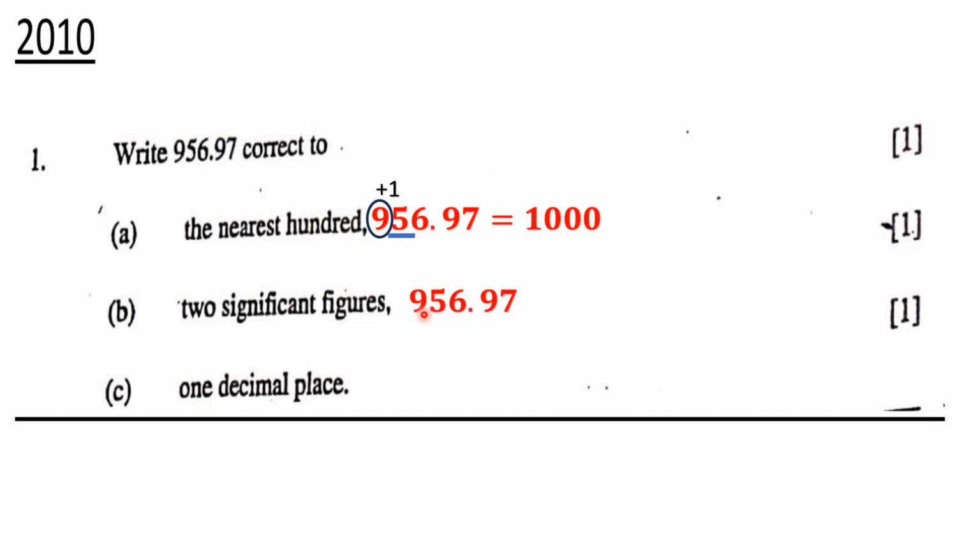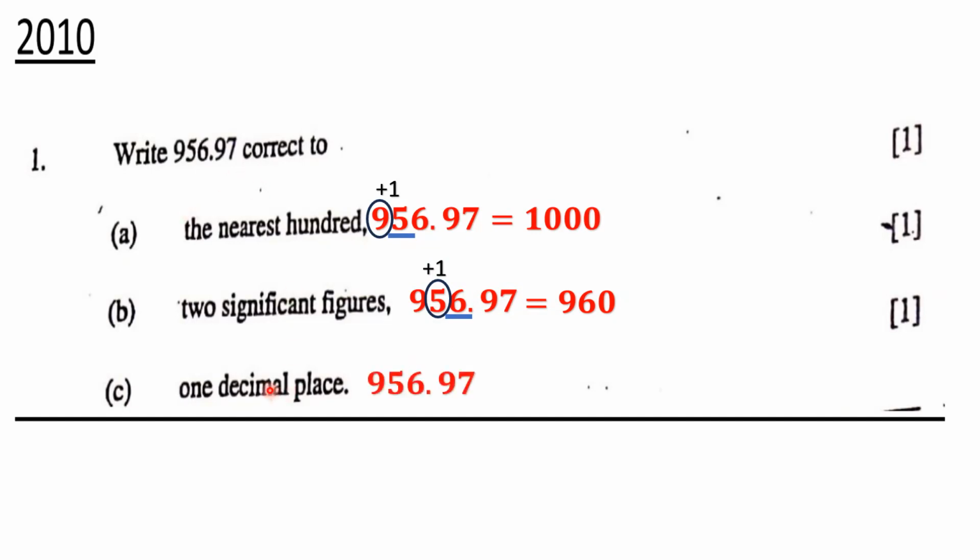And so what we have to do is consider the first two. Well, 9 is the first one, and then 5 is the second one. So we have to circle 5 and underline the 6. If we look at it, we have 6 is greater than 5. So that means we're going to add 1. And so that means we're going to have 5 plus 1. What is 5 plus 1? That's going to be 6. So 9, 6, 0. This 6 becomes a 0, and we drop the decimal part. So it's 960.